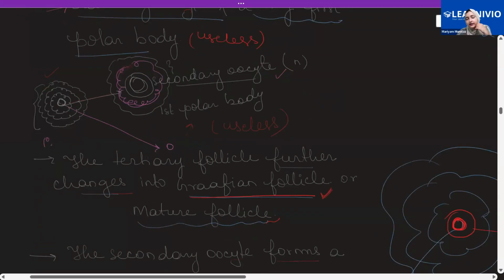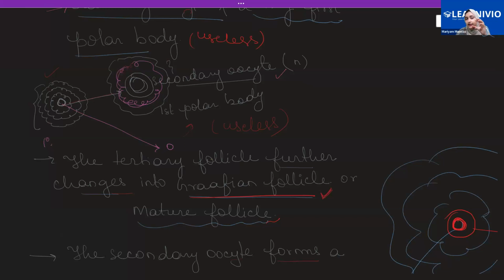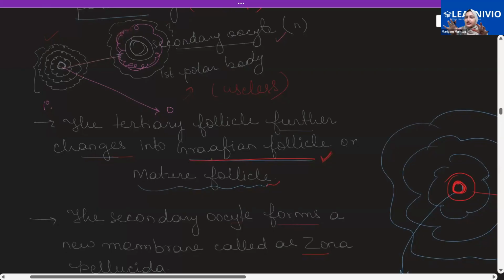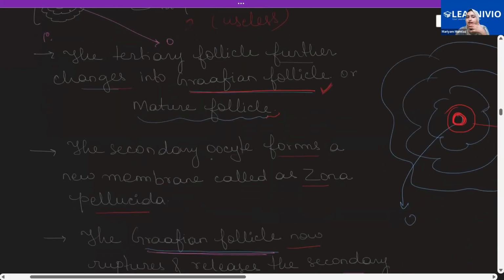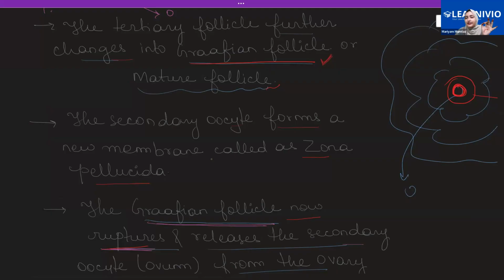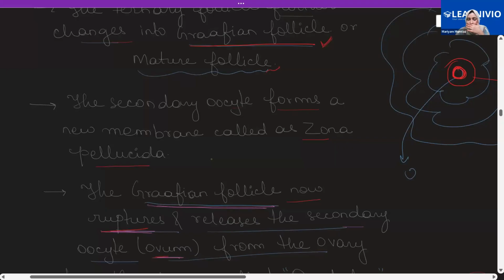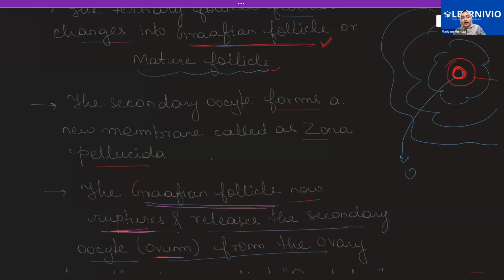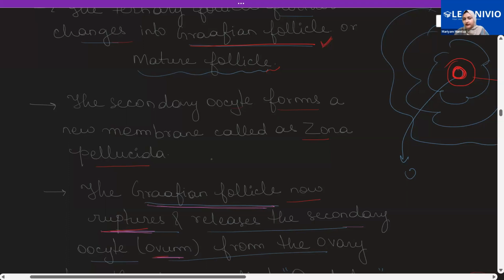Now the tertiary follicle further changes into a mature Graafian follicle. More and more granulosa cells will be formed. And the secondary oocyte starts to have a new membrane surrounding it, which is called the zona pellucida. At this point, once the hormonal level reaches a different stage, the Graafian follicle will rupture on the excess of luteinizing hormone, if you remember.